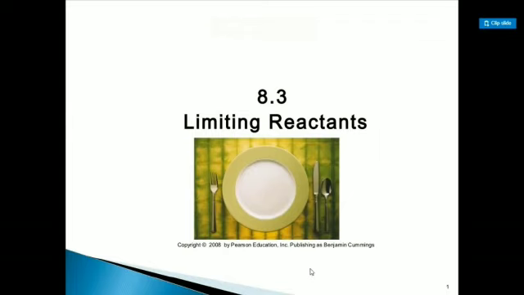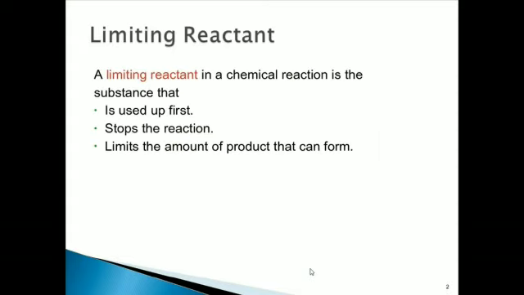Students of class 11th, in your first chapter, one topic is limiting reactants. What is a limiting reactant? Here in this lesson I am going to explain. The limiting reactant in a chemical reaction is the substance that is used up first, stops the reaction, and limits the amount of product that can form.